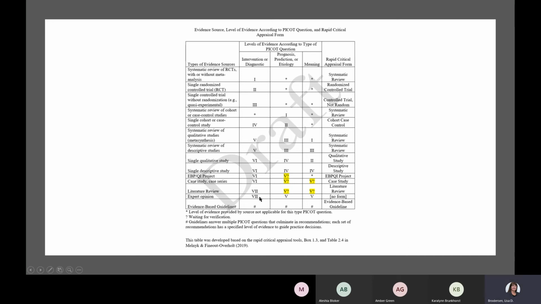And then you can see the lowest or least strong level of evidence is level 7 for an intervention or diagnostic PICO question, whereas it's level 5 for a prognosis, prediction, etiology, and meaning question. Okay, and so you'll find this form in, I believe, module 3.1 in the file that has the critical appraisal tools in it.